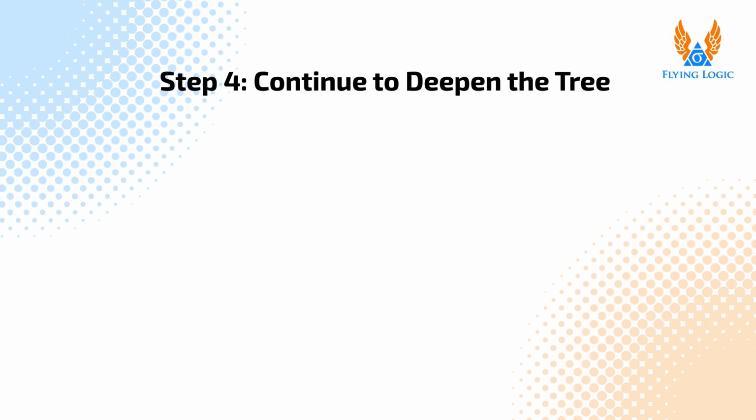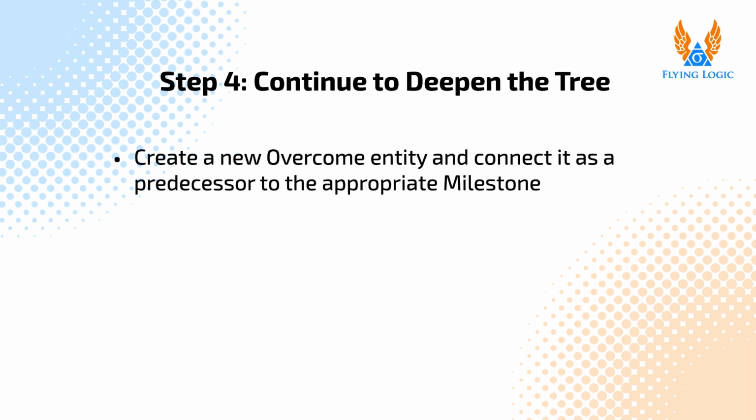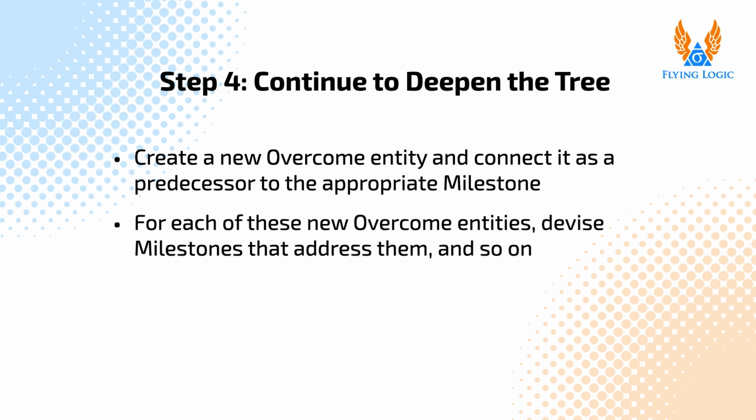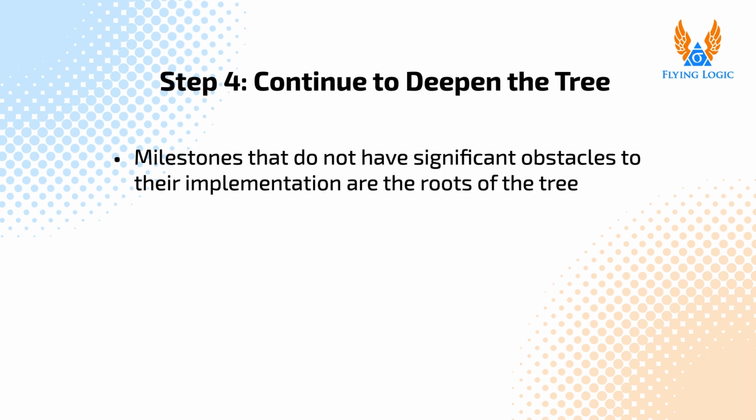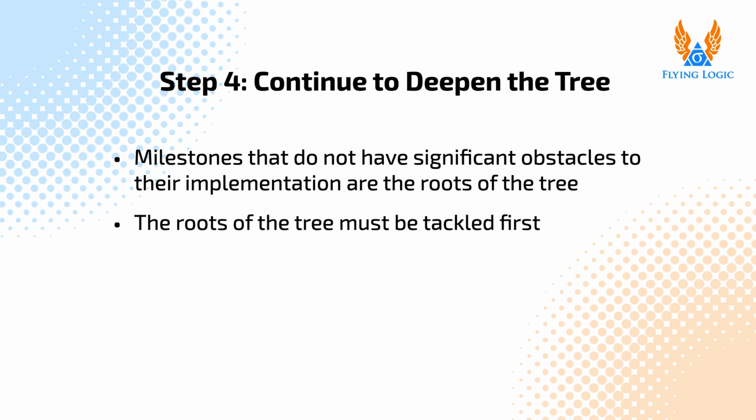For each such obstacle you identify, create a new overcome entity and connect it as a predecessor to the appropriate milestones. For each of these new overcome entities, devise milestones that address them, and so on. As you deepen the tree, the milestones you add will start to have a similar, more traceable character. At some point, you will add milestones for which you are unable to find any significant obstacles to their implementation. These milestones are the roots of your prerequisite tree and represent the accomplishments that must be tackled first.